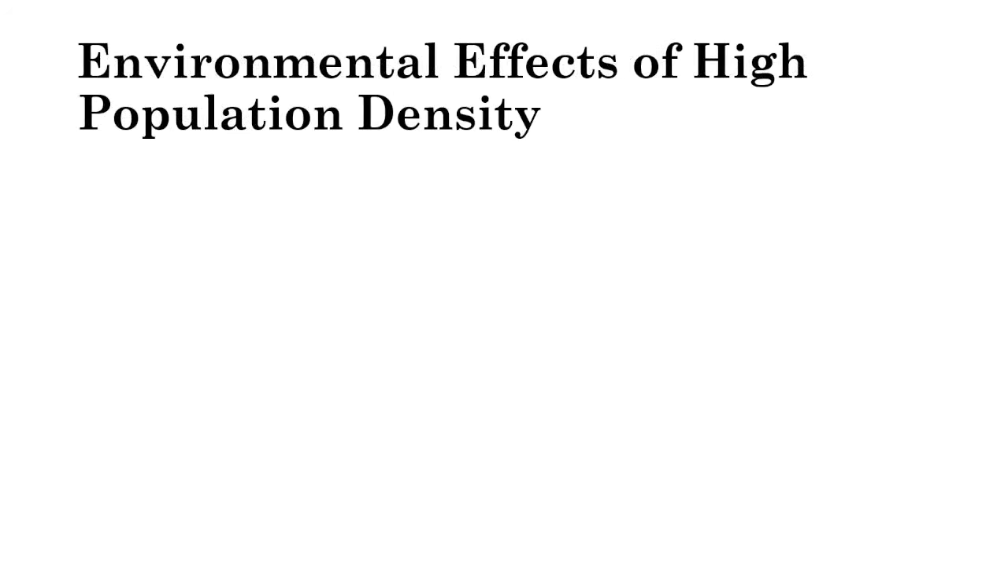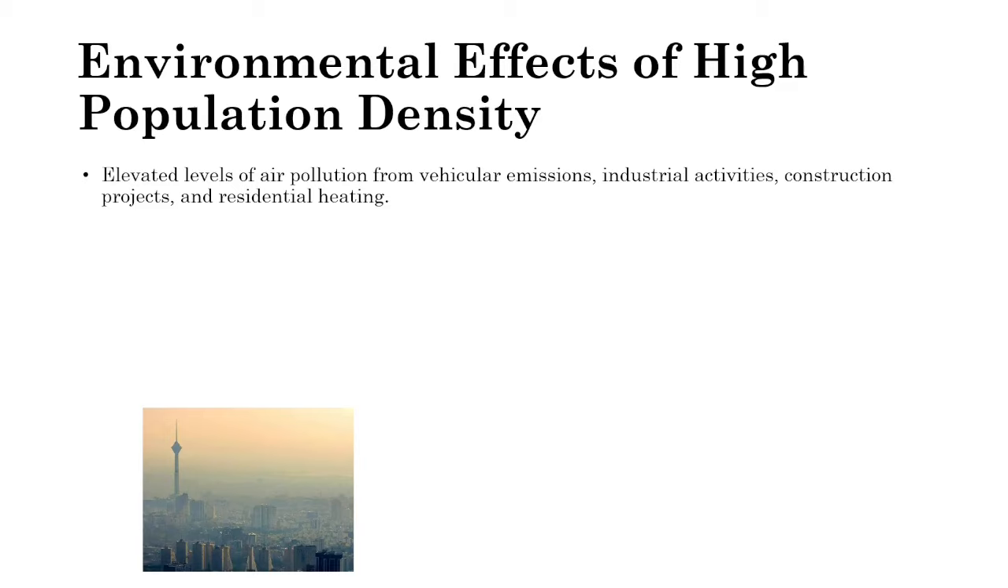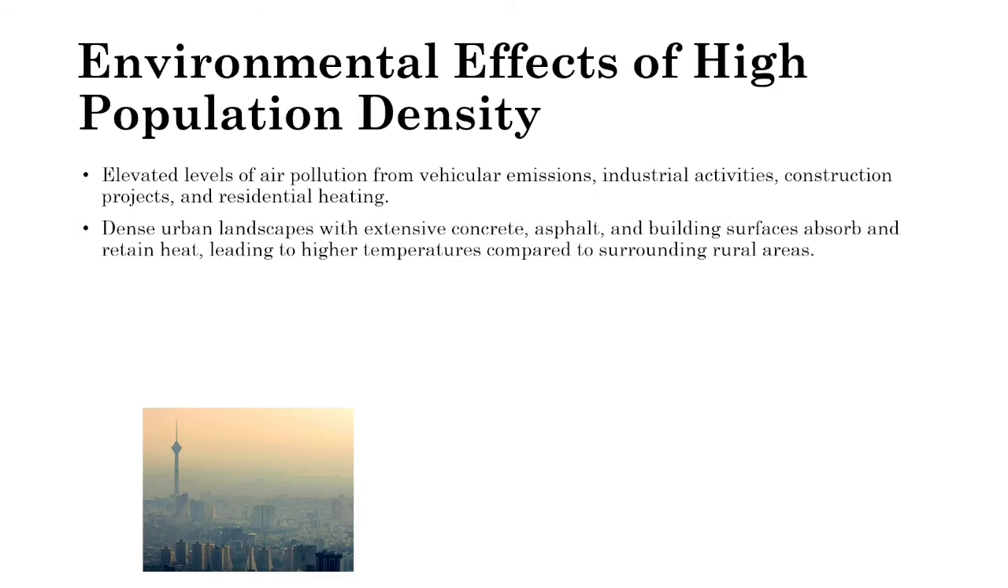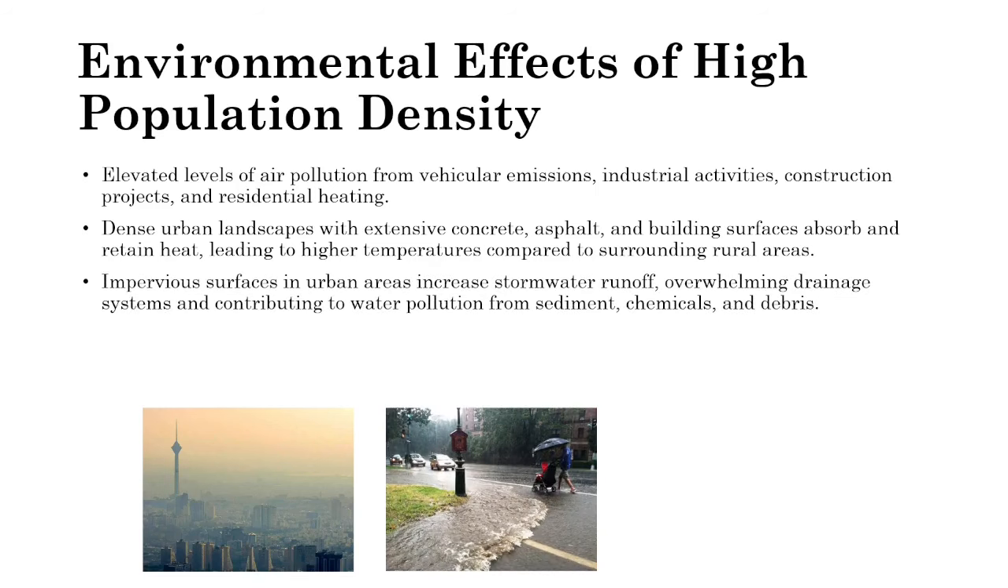Now, what about the environmental effects of high population density? Well, in areas that are more densely populated, we see a lot more air pollution. Areas that have a lot of industry, this could be from their factories, vehicles all clustered together can create an accumulation of vehicle emissions, construction projects, as well as residential heating. So what does that mean? Well, dense urban landscapes, of course, have a lot of concrete and asphalt and buildings, and these surfaces can absorb and retain heat. And this will lead to urban areas having larger, not by a lot, but measurable differences in temperature compared to rural areas. Rural areas are typically a little cooler than urban areas.